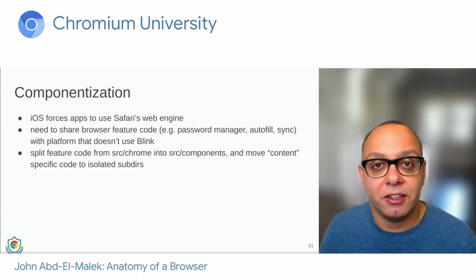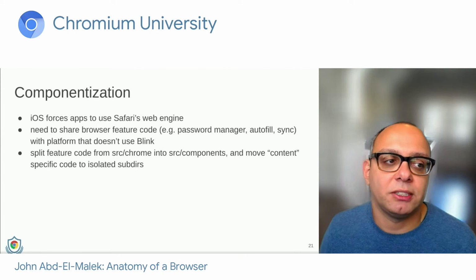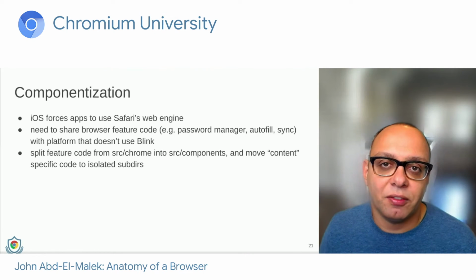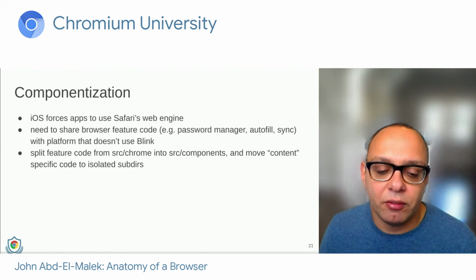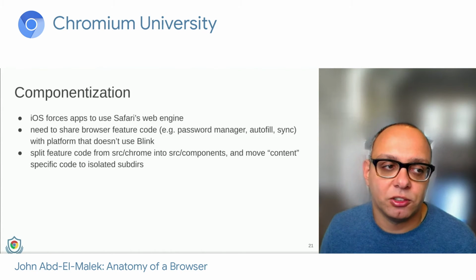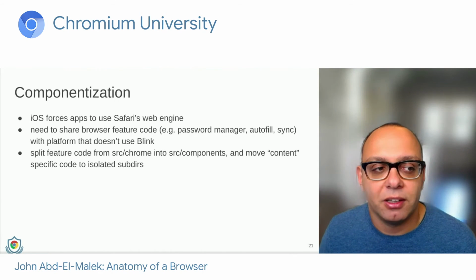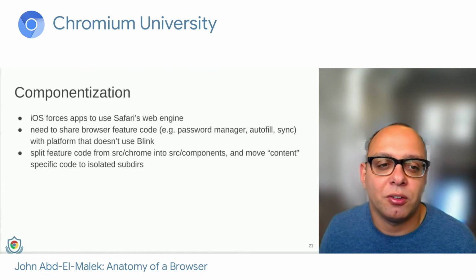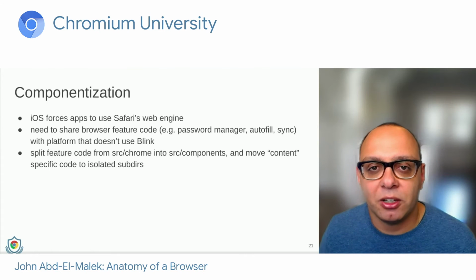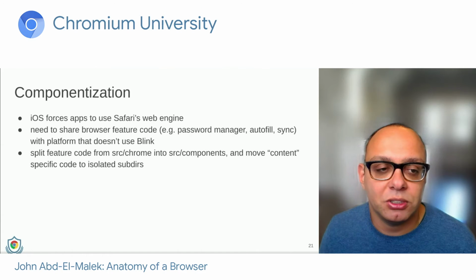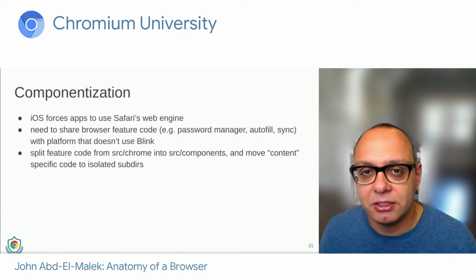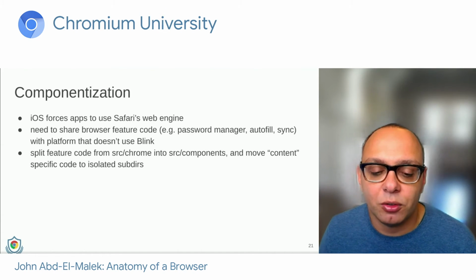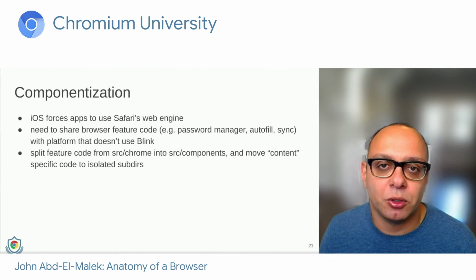And then another big architectural change was componentization. And this was a side effect of iOS enforcing that every browser had to use the Safari engine. And so we couldn't use Blink. So this meant that for browser features that we want to share, things like our password manager or autofill or sync, we had to separate that code into two pieces. One that's generic and independent of the rendering engine used. And then the other piece, where either it was content, for things that were on Blink, or it was iOS specific code.